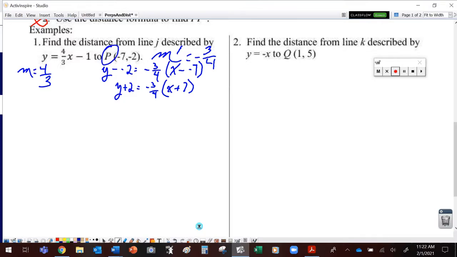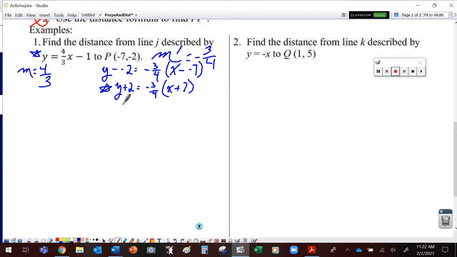Now, I've got to find P prime. The way that I'm going to do that is I'm going to solve a system of equations for this equation and this given equation. Now, we solved systems before. We know that there are tricks, things that you can do. Here's what I want to try here. I want to get this y all by itself. And I'll show you why in just a minute.